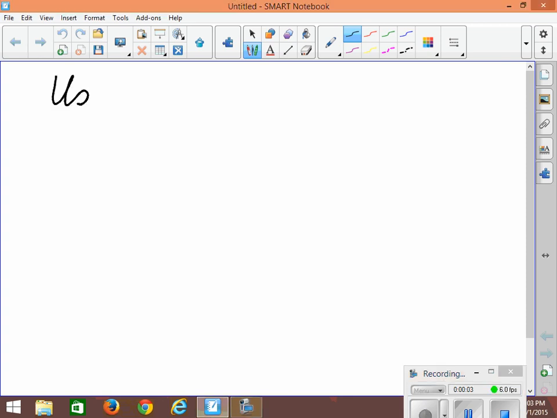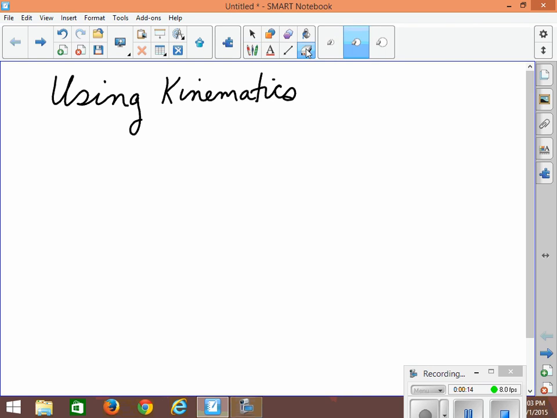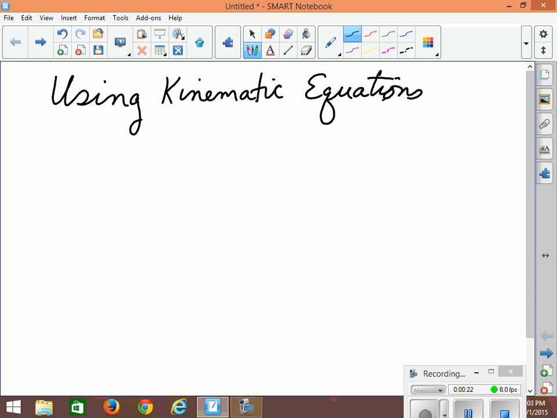All right, let's talk about how we use all of the kinematic equations that we have developed. Maybe do some examples using kinematic equations. We'll start with the easiest equation, which is usually written like this, just d equals vt.